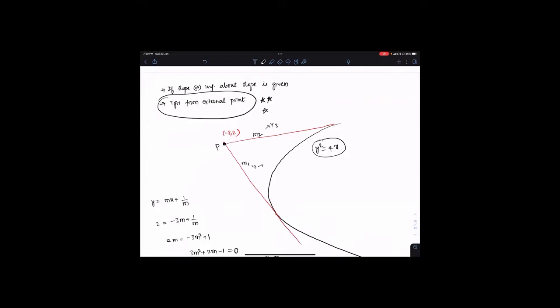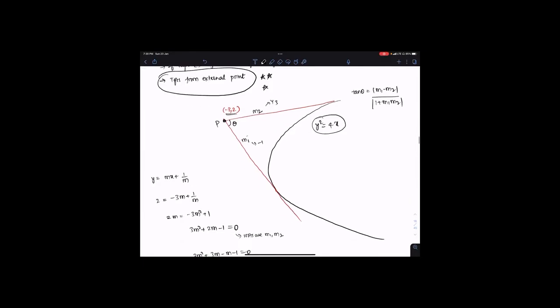Okay. Next. Sometimes they will give some tough point, instead of minus 3, comma 2, some other point. Let's say they ask what is the angle between the tangents drawn from that point onto the parabola. Then what is the angle between the lines whose slopes are m1 and m2? Tan theta can be written as mod of m1 minus m2 divided by 1 plus m1 m2. Correct? This is the formula.